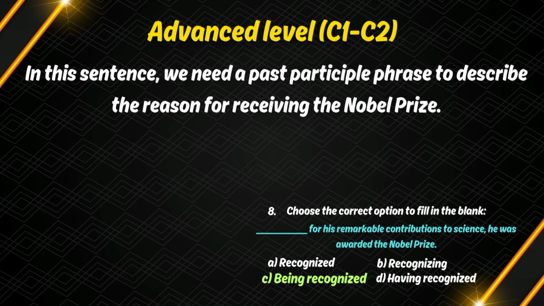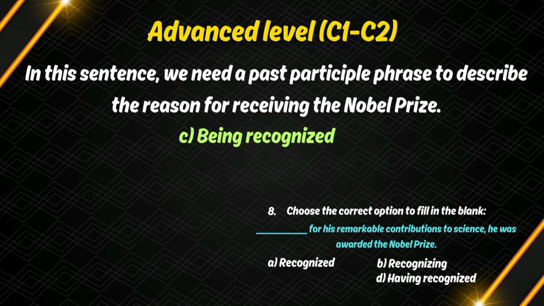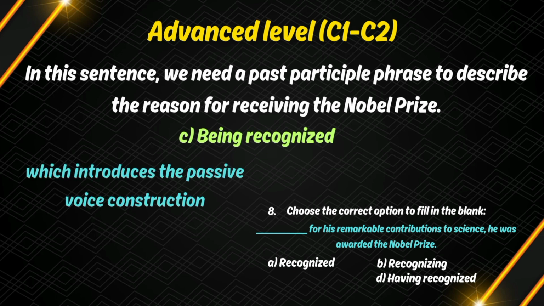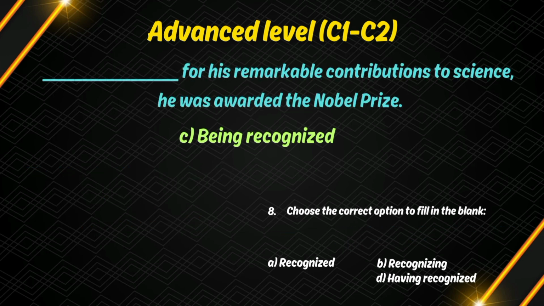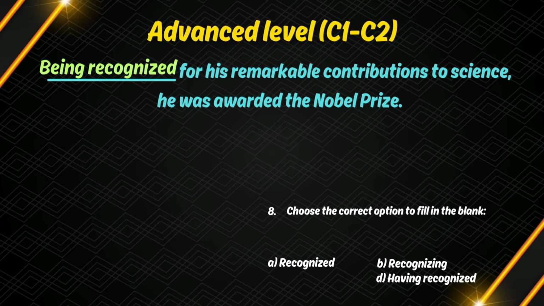In this sentence, we need a past participle phrase to describe the reason for receiving the Nobel Prize. The correct option is C. Being recognized, which introduces the passive voice construction being plus past participle. This construction correctly emphasizes the passive nature of the recognition leading to the award. Therefore, the correct sentence is, being recognized for his remarkable contributions to science, he was awarded the Nobel Prize.